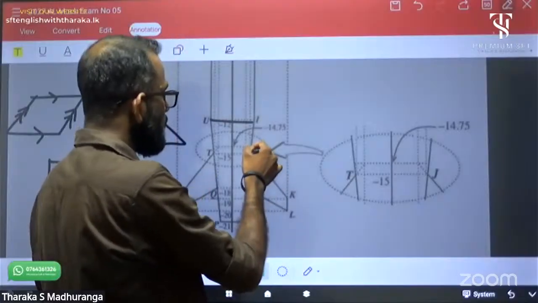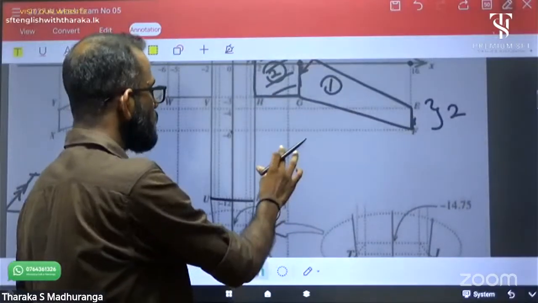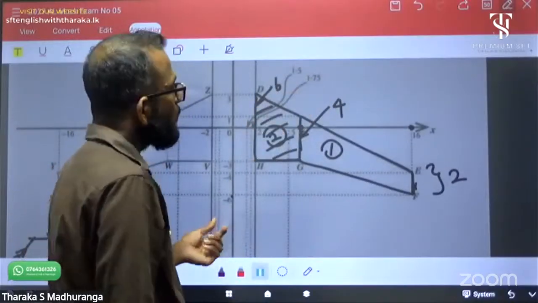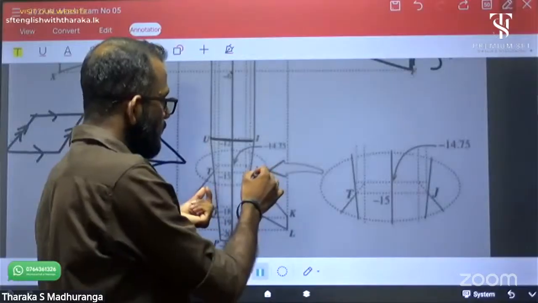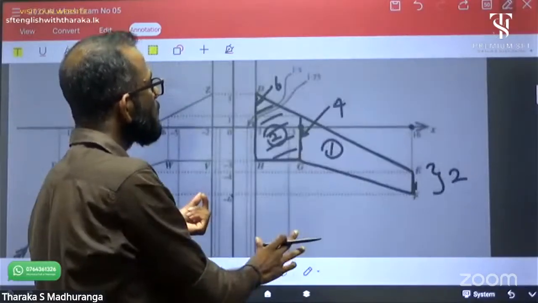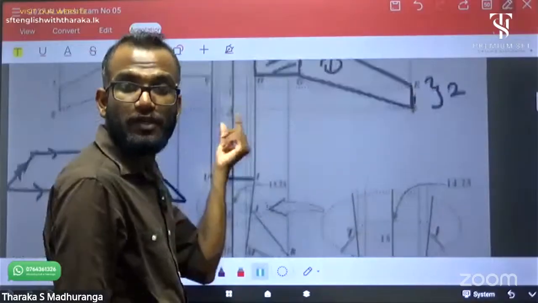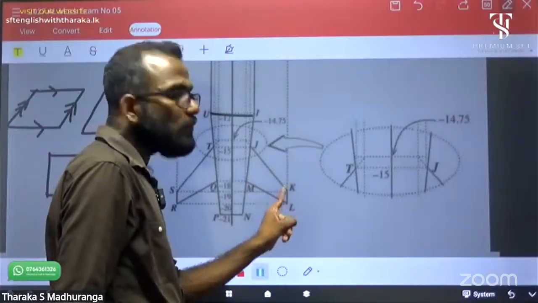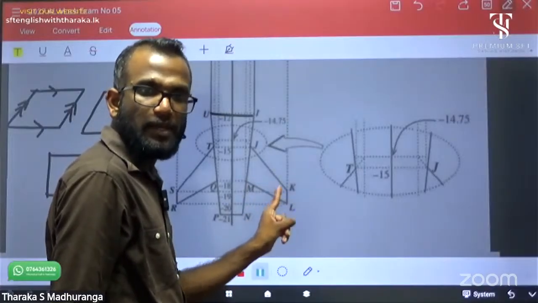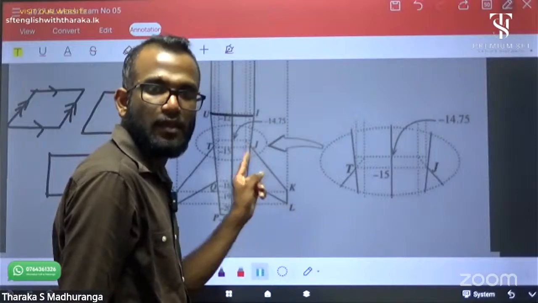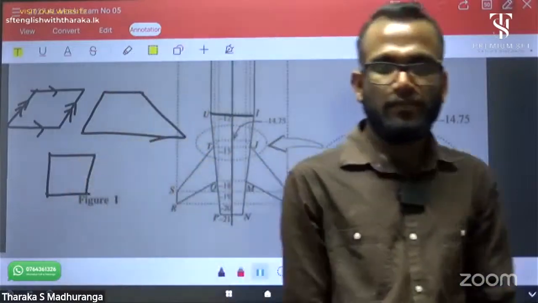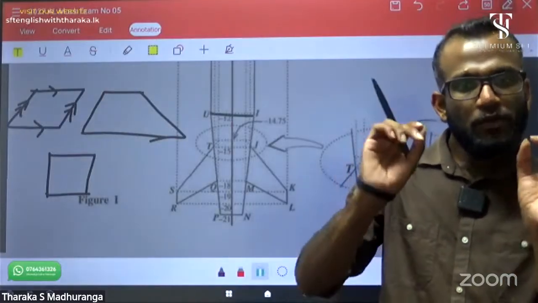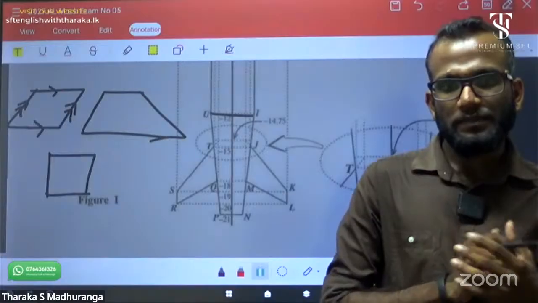See, the x-coordinate of J is 1.75 and the x-coordinate of M is 1.5. It is not vertical. Therefore JM is not parallel to KL, so it's not a trapezium. If it is a trapezium, two sides should be parallel, like this.